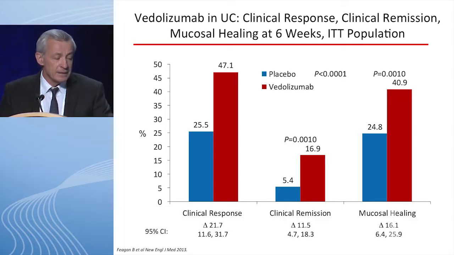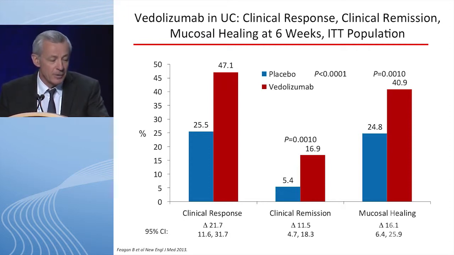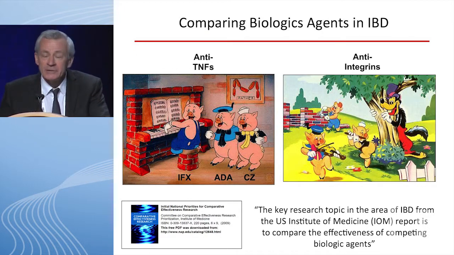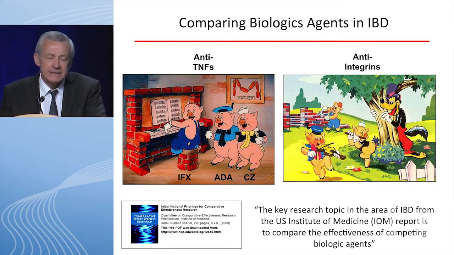But now we have a new player on board, as we heard from Steve and from Bill, and this is vedolizumab, with amazing data, especially in UC. So, Steve, I think that this is time for a comparative effectiveness trial: we need to compare one of the three little pigs with a big bad wolf. But of course, this will not be easy. And it's very interesting to note that according to the US Institute of Medicine, this is a top priority that we should seek in IBD, which is to compare the new biologic agents.